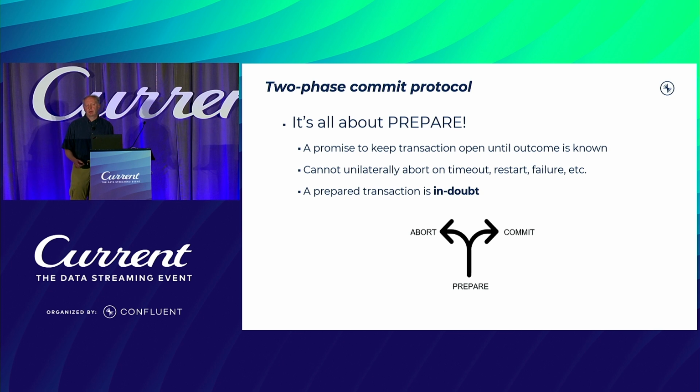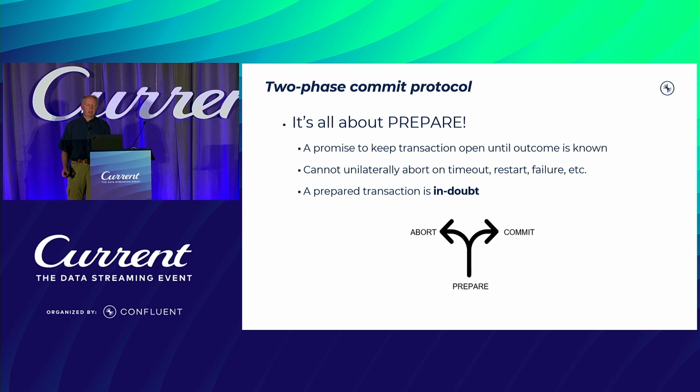And so now, what does it take to implement a two-phase commit protocol? It's basically all about prepare. If a system has an operation that is called prepare, that has the property that the prepared transaction is ready to either commit or abort, then it's a system that supports the two-phase commit protocol.